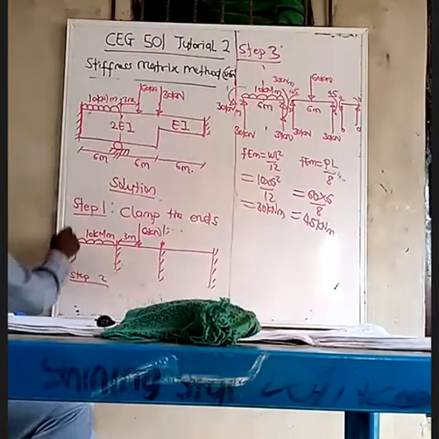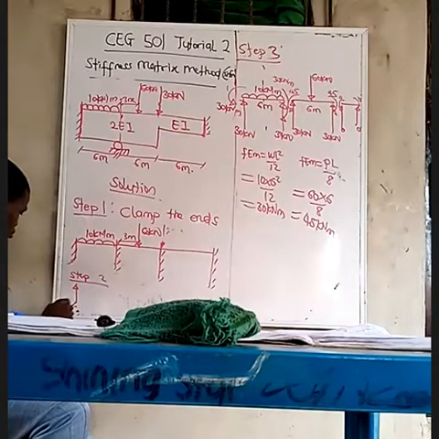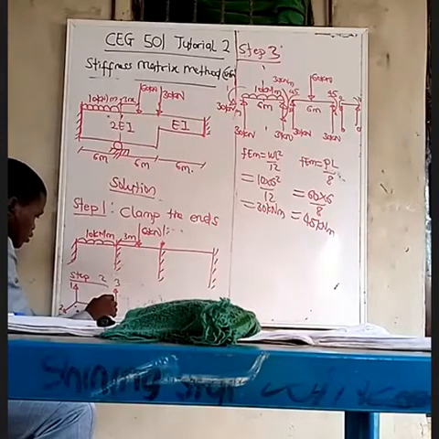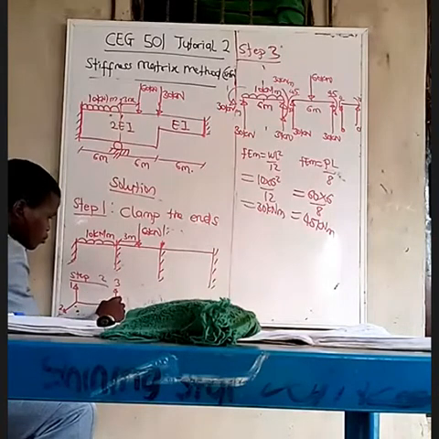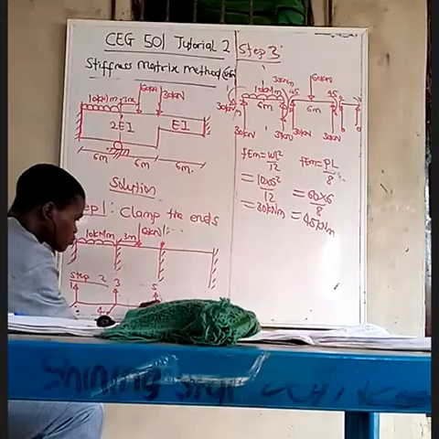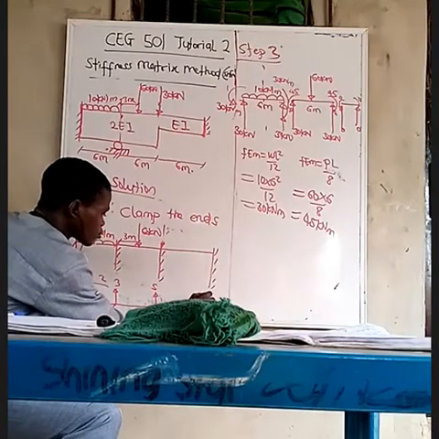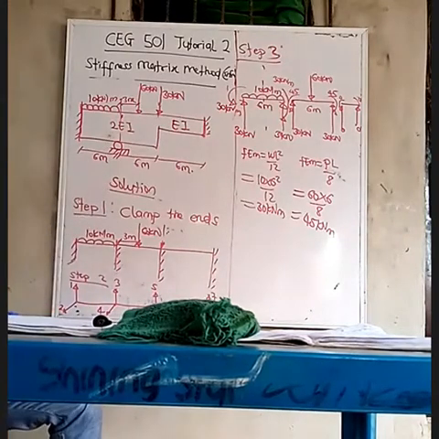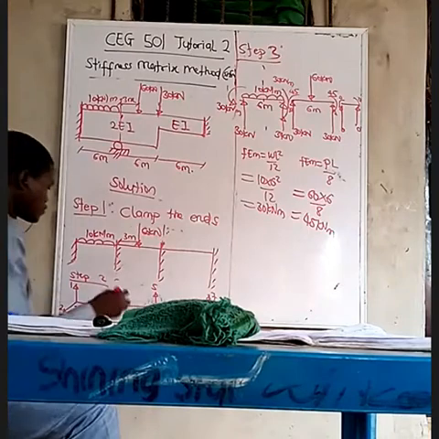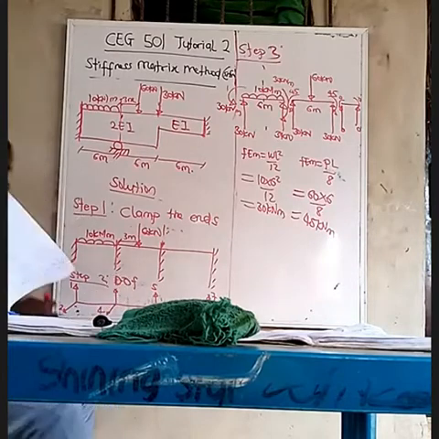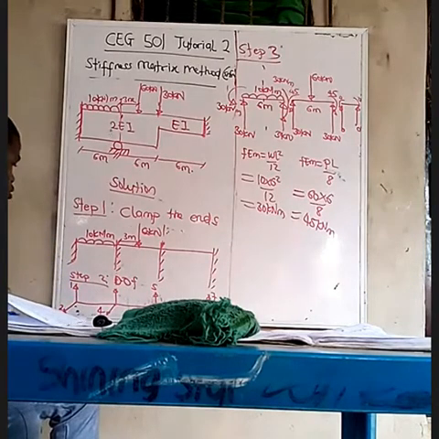So step 2 is the point where you show the degrees of freedom. So we have 1, 2, at the clamp point 3, 4, 5, 6, 7, 8. So we have indicated the degrees of freedom. DOF.